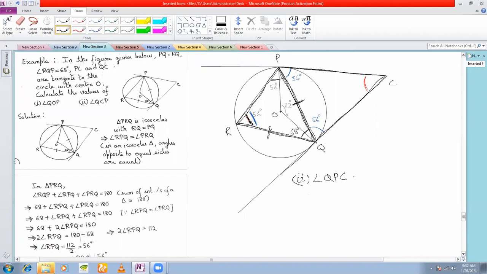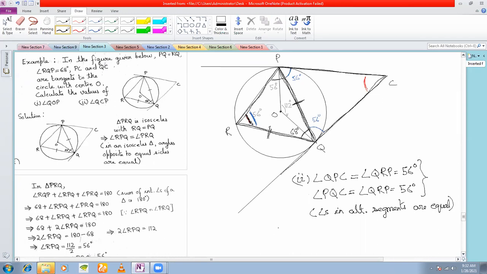QPC is equal to angle QRP, equal to 56 degree. Also, angle PQC is equal to angle QRP is equal to 56 degree. Both of which the reason will be angles in alternate segments are equal.